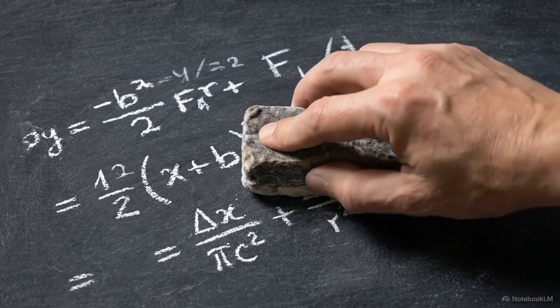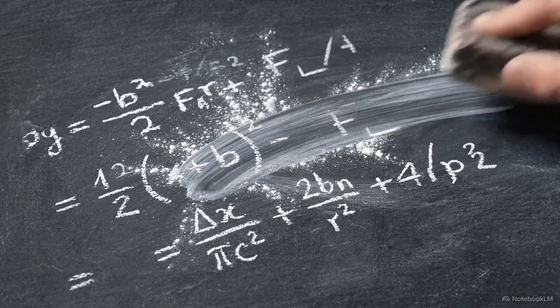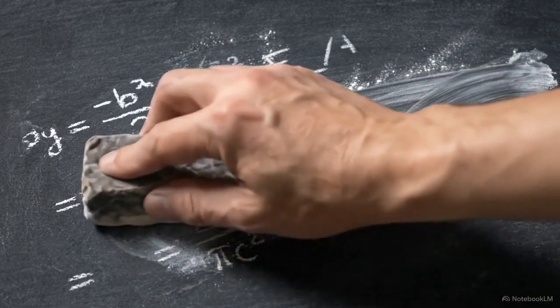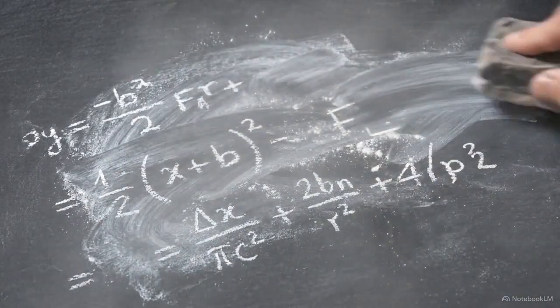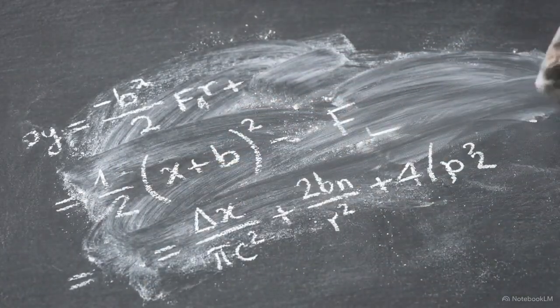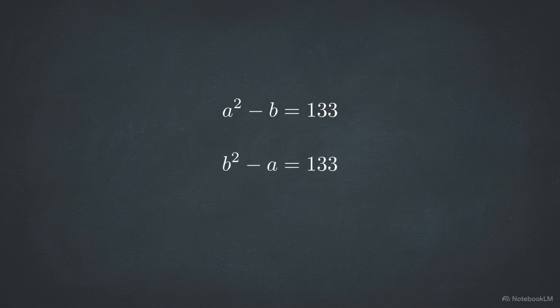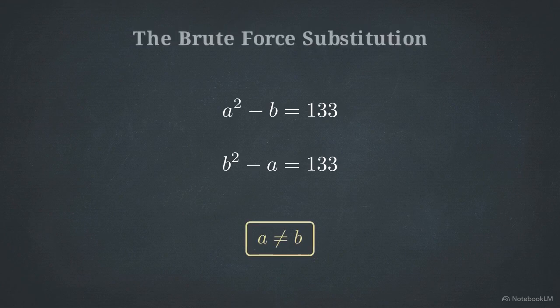99% of people who attempt this German math Olympiad problem fail because they follow an intuitive path that leads to a mathematical dead end. Here is the problem. We have two very similar equations. A squared minus b equals 133, and b squared minus a also equals 133. There is one specific constraint.